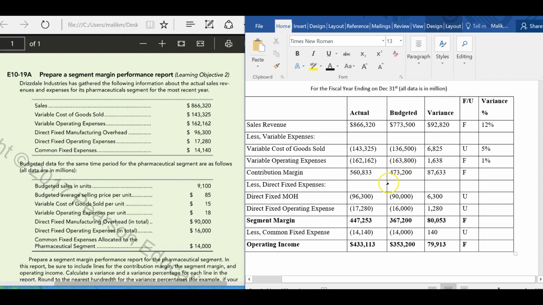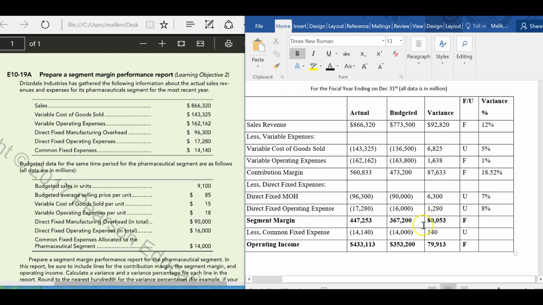And for contribution margin, take this difference, 87,633 divided by 473,200. I found it 18.52%. And now let's do the direct fixed manufacturing overhead. Take this 6,300, then divide it by 90,000, so we'll get 7%. Now, next item is direct fixed operating expense. Take the variance 1,280 divided by 16,000, and I got 8%.